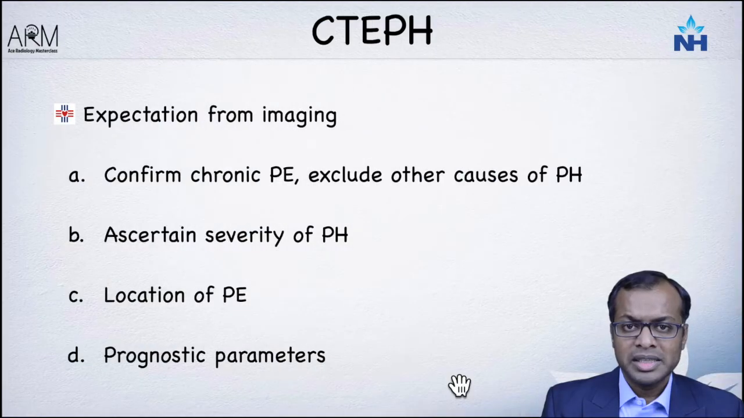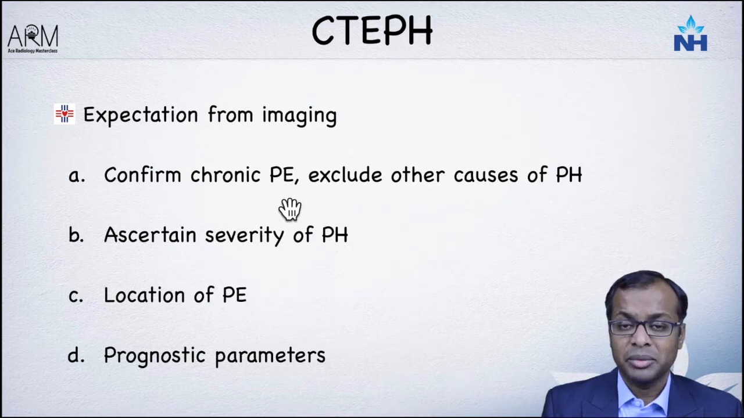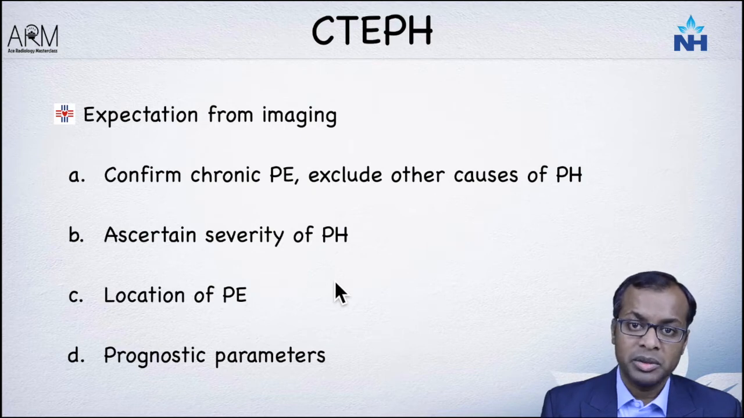When it comes to CTEPH, what is expected of imaging? First and foremost, it is important that we confirm that the patient has chronic pulmonary embolism and not an acute pulmonary embolism because the therapy is different. Secondly, make sure that there are no other causes of pulmonary hypertension in the patient which is complicating the whole issue. That is followed by ascertaining the severity of pulmonary hypertension, because if the pulmonary hypertension is severe, you know that they may need surgical management, while if the pulmonary hypertension is not that bad, they often do well with medical therapy.